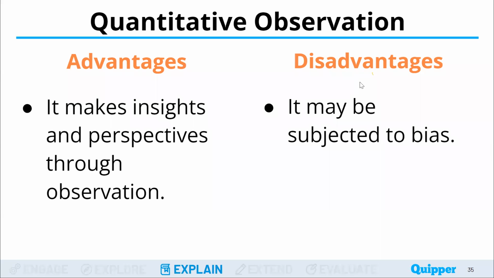Parang wala na siyang interaction with the respondent. Parang mag-observe ka lang. For example, you want to check if mabenta ba yung product mo. So, yung iba ang ginagawa is binibilang yung mga lumalabas at pumapasok sa store. So, parang example din siya ng quantitative observation.